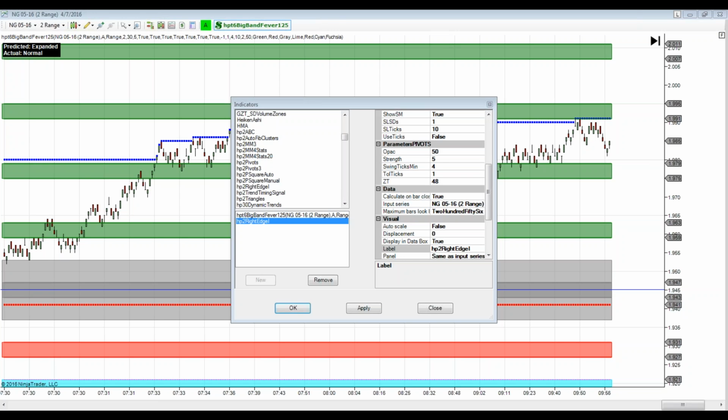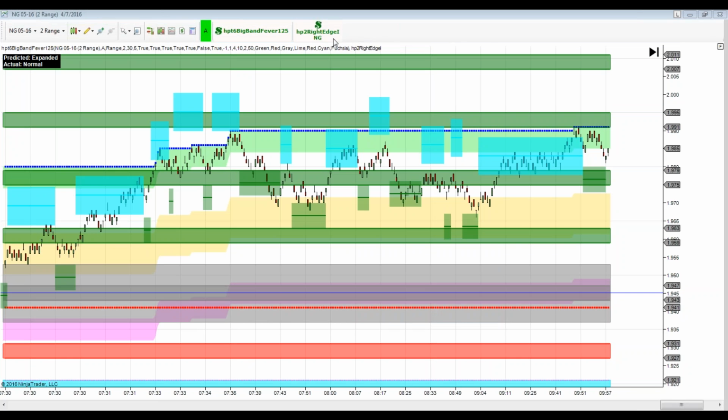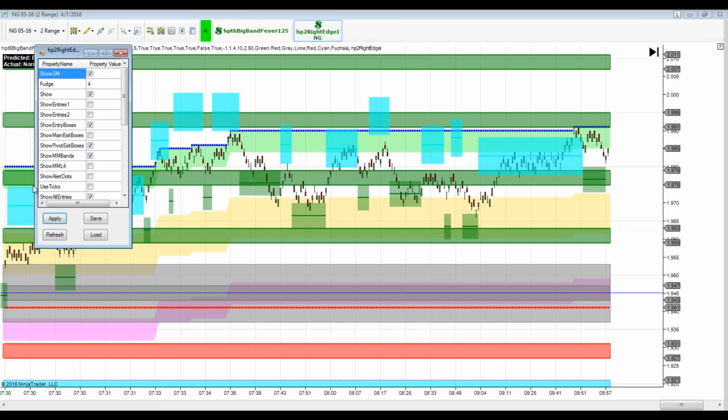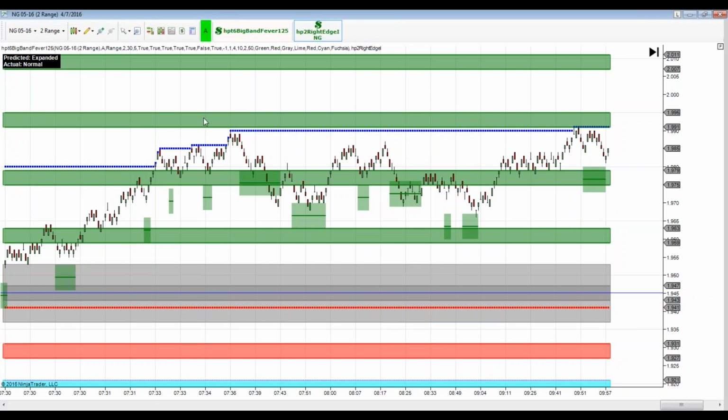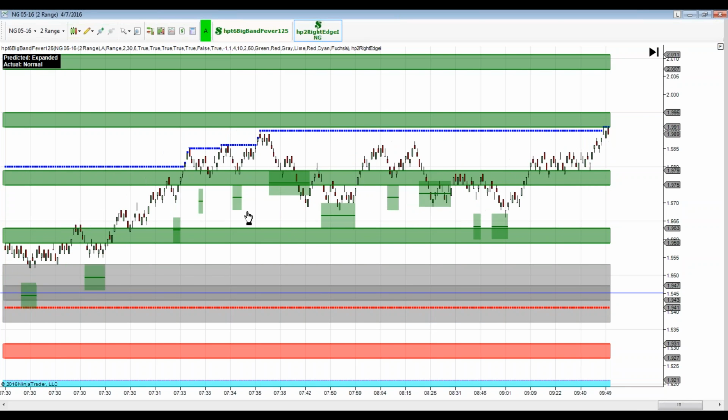All right, so we've got it up here. I'm going to suppress this a little bit more. I don't want to see the exit boxes right now. I don't want to see the bands. All right, so we're going to get rid of that. All right, so let's take a look at our analysis.